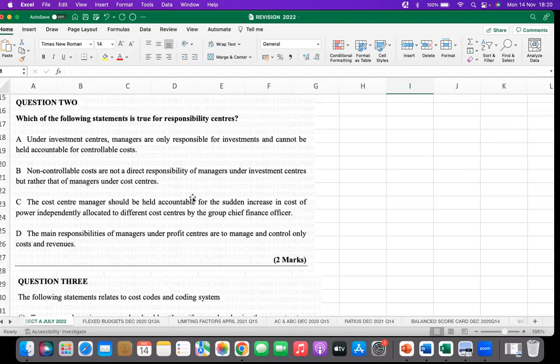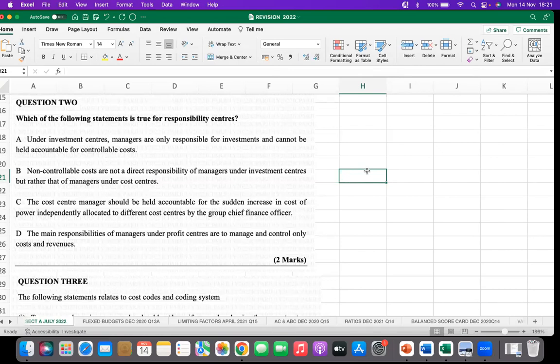What is a cost center? A cost center is a center which only incurs costs. Only the manager is responsible for the costs incurred in such a center. What is a revenue center? A center where only income is earned. You only earn income in such a center. Such a center is called revenue center. We also have a center known as profit center. Profit center is a center in which both costs are incurred and revenue is also earned.